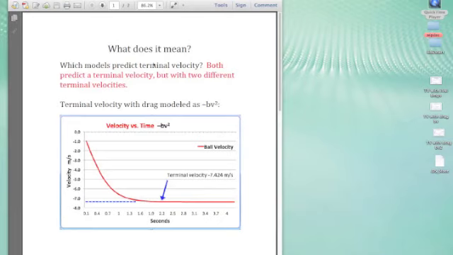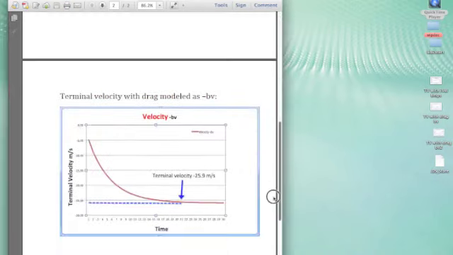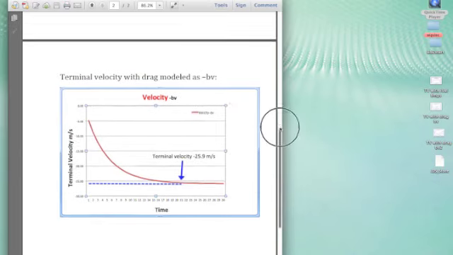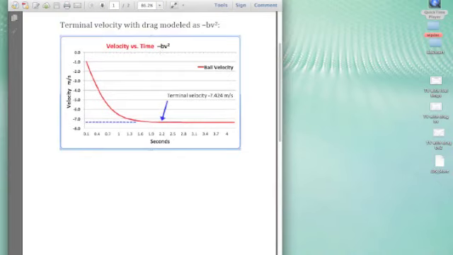What does it mean? Which models predict terminal velocity? Well, in actual fact, both cases predict a terminal velocity, but with 2 different terminal velocities. In the first case, we modeled the drag coefficient times the velocity squared in Python. We extracted the data, came up with this graph, and determined the terminal velocity was just about negative 7.4 meters per second. In the second, where we had the drag coefficient just times the velocity, we arrived at a terminal velocity of negative 25.9 meters per second. It just means here that the drag coefficient times the velocity squared would dominate, and we'd reach terminal velocity a little bit faster than in the second case.